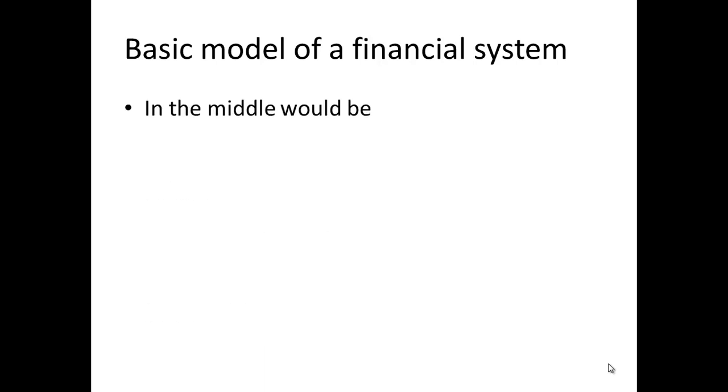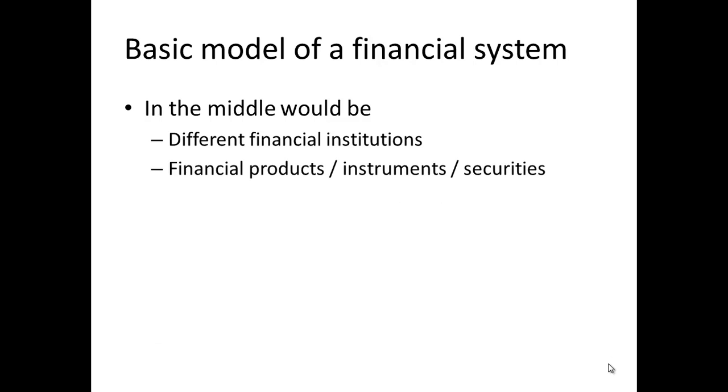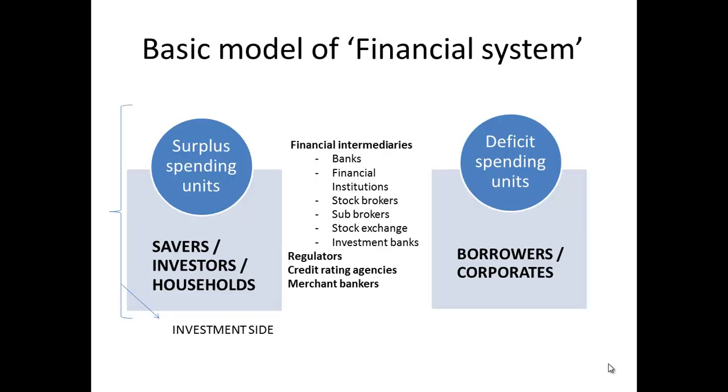And then in the middle would be different financial institutions, different financial products or instruments or securities, and a range of financial services, regulators, etc. So this is how we can be looking at the basic model or the components of a basic model of a financial system.